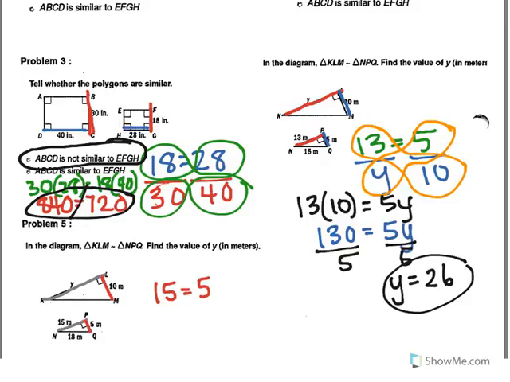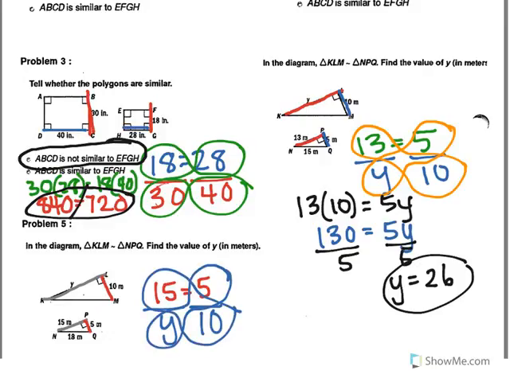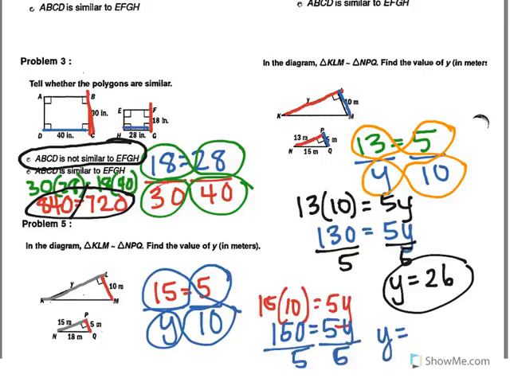So 15 corresponds with y, and 5 corresponds with 10. And then we have to cross multiply these. So 15 times 10 and 5 times y. You multiply 15 times 10, you get 150, then you divide by 5. Okay, you get y equals 30.